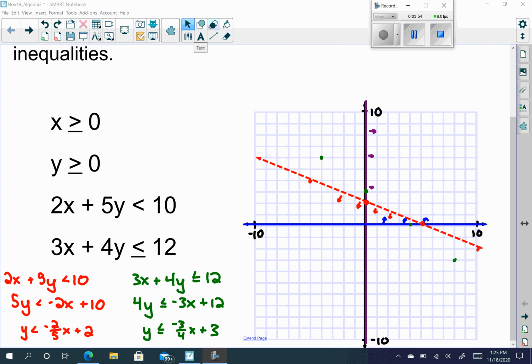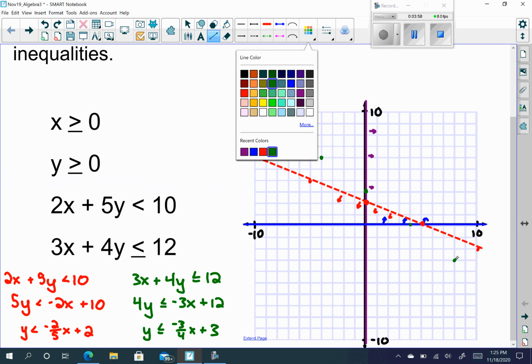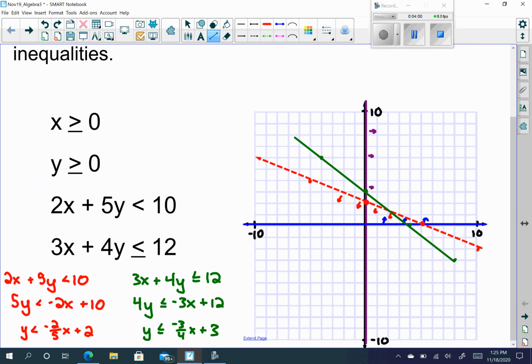And this is going to be a solid line. And I'm also going to shade below. All right, so if we take a look, we have to shade to the right of the purple line, above the blue line, and below both the green and the red. So that's going to be everything right inside here.